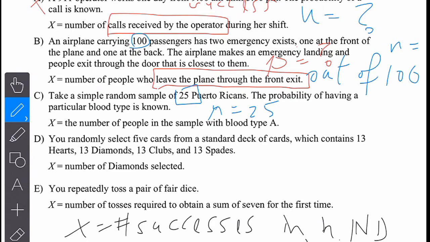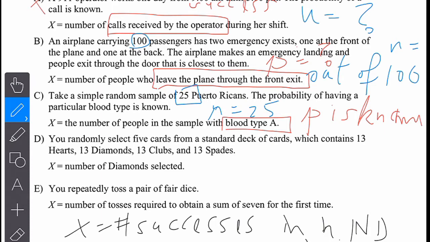The probability of having a particular blood type is known. Okay, so it looks like from the next statement, the number of people in a sample with blood type A. Blood type A is the success. Failure is the other set of blood types. And the probability of success, P, is known. So that's what you had to say. P is known.